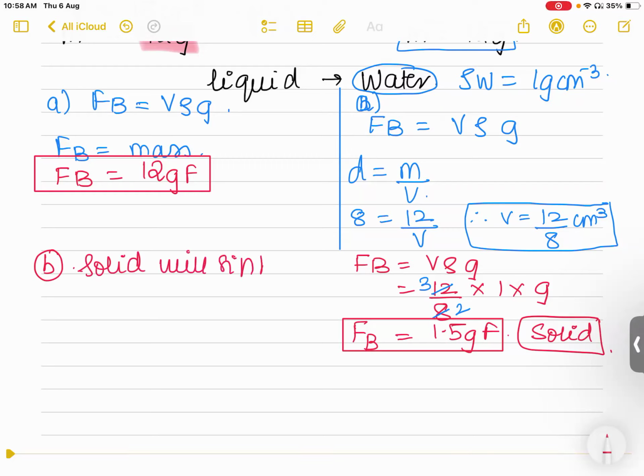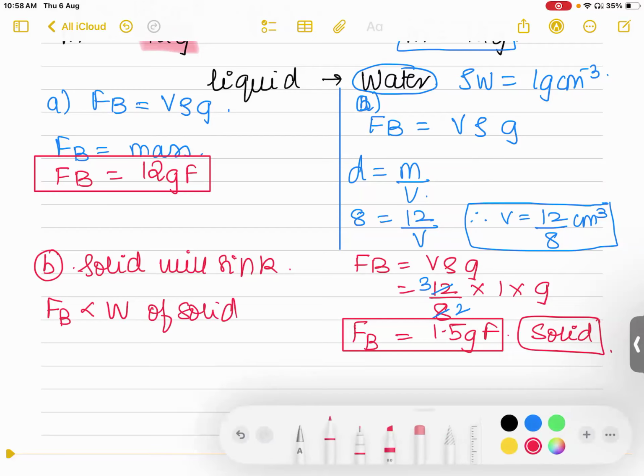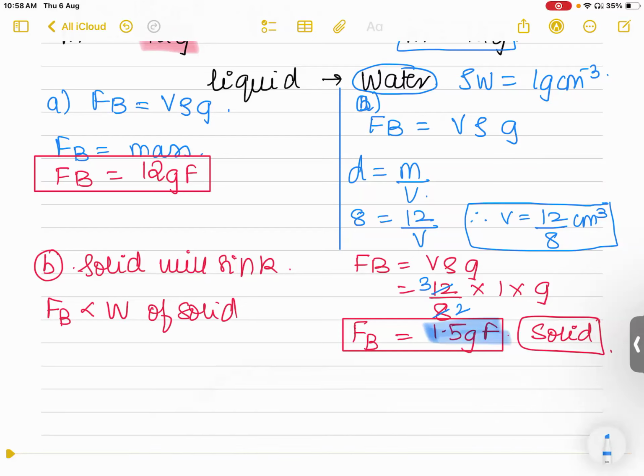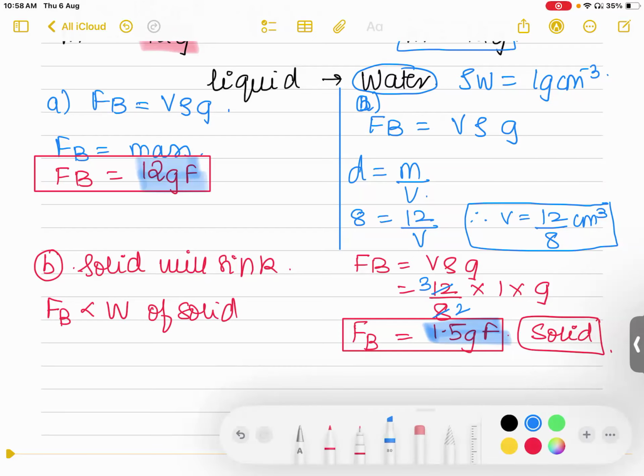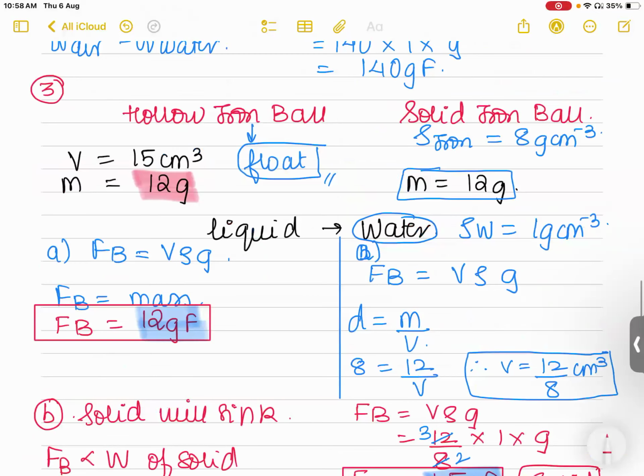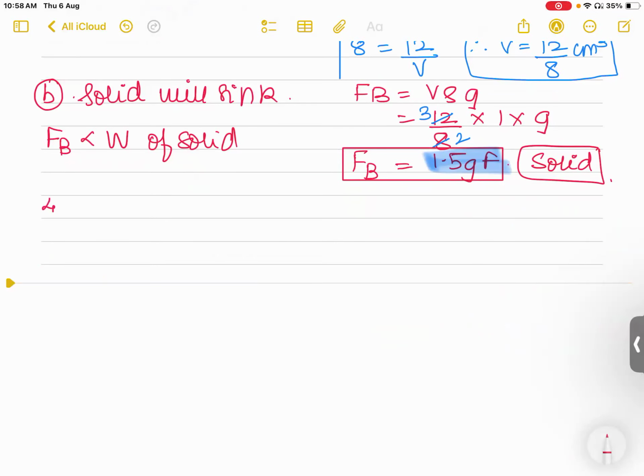Why will the solid one sink? Because its FB is less as compared to the weight of the solid. You can see for solid, the FB is only 1.5, students, right? And for hollow, the FB is 12. I hope that logic and concept we already know, right, students? Come on. Let's take the fourth one, students.